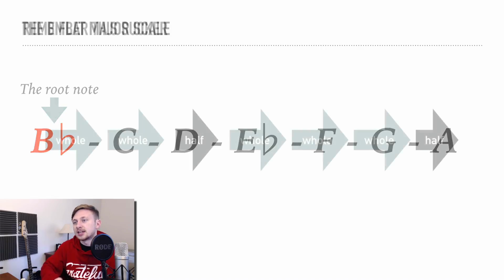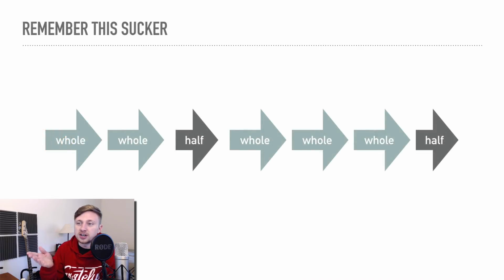Okay, so with that said, the most important thing to remember here is the formula. Whole, whole, half, whole, whole, whole, half. I think this part is probably even easier than the musical alphabet. There's not a whole lot to this, but if you can get a strong hold on this, you can work out the whole rest of everything to do with music theory, no problem.